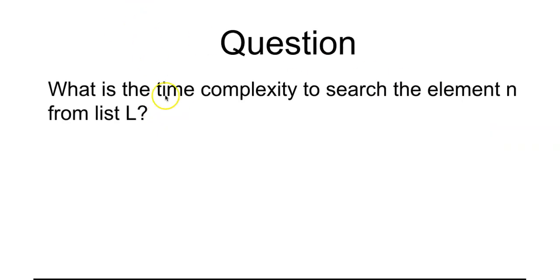I have asked one question: what is the time complexity to search the element n from the list? The answer is, to search the element n from list L, we need to check whether every element is equal to n or not. So the worst case time complexity of this will be order of n. This is the correct answer, and the best case time complexity will be order of 1.